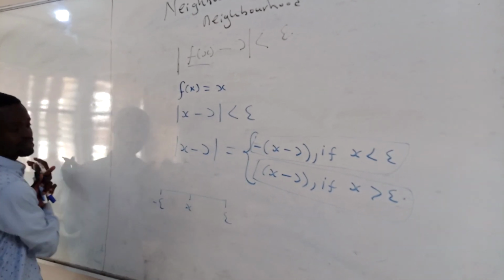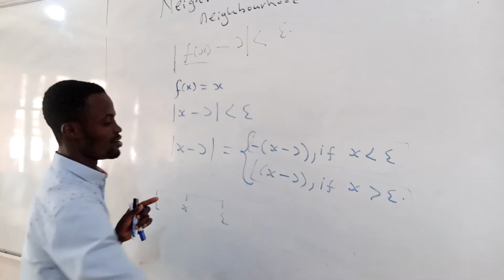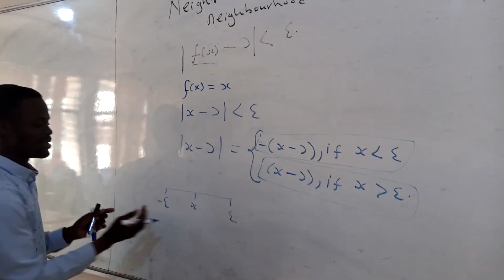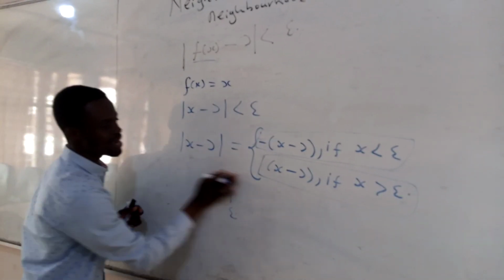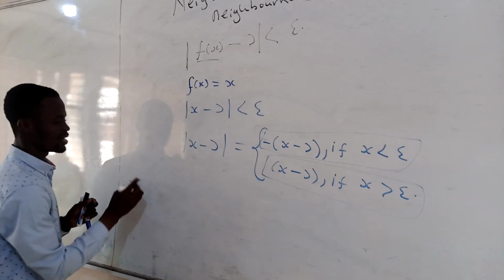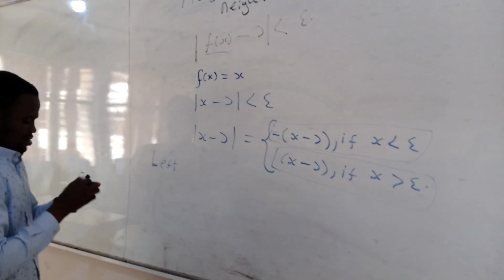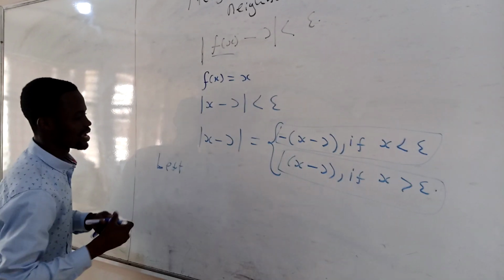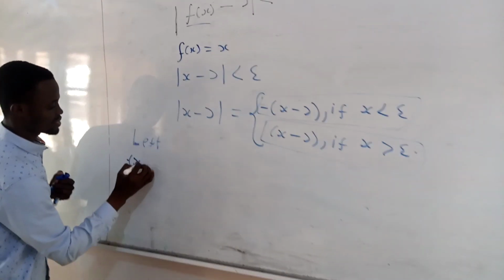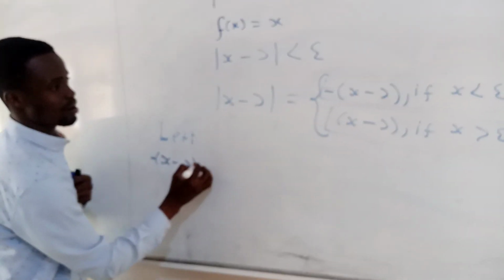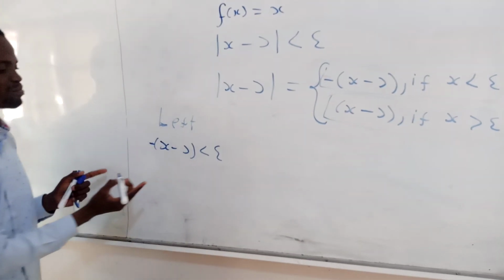So here you are going to the negative side, and this side you are going to the positive side. So here, meaning you're going to the negative infinity and the positive infinity. So it's simple. You just make x the subject from this one. So you take on the left hand side. On the left hand side, you're going to get negative of x minus a, less than a. Then you try to make x the subject.